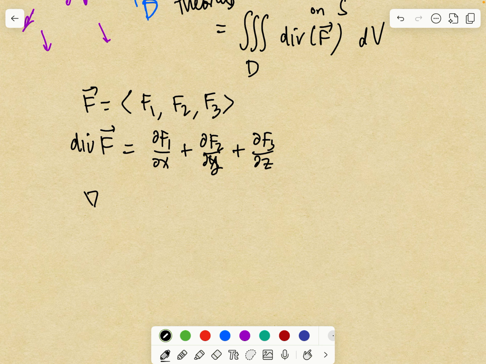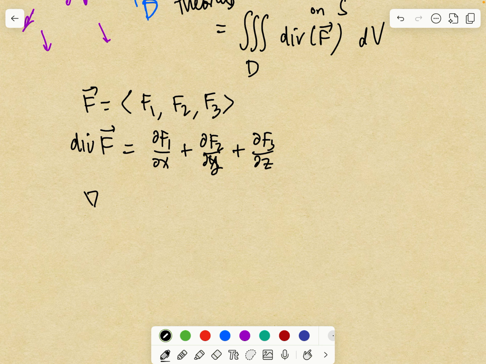Okay, it just helps you remember that the divergence is this. So what's the divergence of f in this case? Well, f was xyz, xyz, xyz, so my f1 is xyz, so is my f2, so is my f3, in this example. So the divergence of f is partial f1 partial x plus partial f2 partial y plus partial f3 partial z.